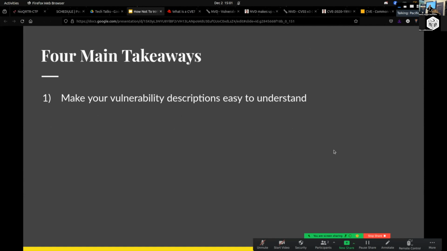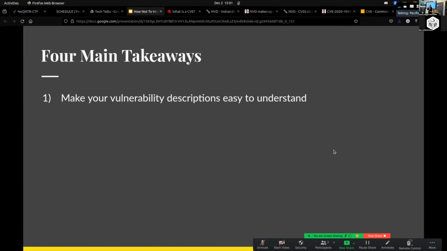So there's 4 main takeaways. If you're a security researcher, I encourage you to make your vulnerability disclosures as easy to understand as possible. You don't have to have good spelling or grammar. Those things are overrated anyway. You can even have your teammates help you with it, or ask ChatGPT. But if people can't understand what you're saying, what the vulnerability is, then you're just wasting your time.